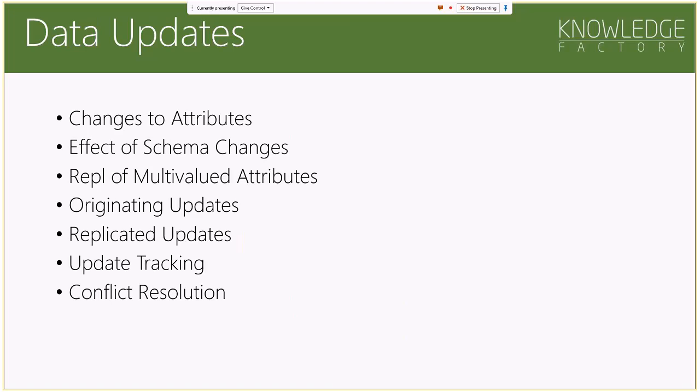Okay. So attribute changes. AD updates originate on one DC, and that is called originating updates. And keep that in mind because I'm going to come back to that word many times. So originating updates, and the same update is subsequently made on another DC during the replication process. And that update is called replicated updates.